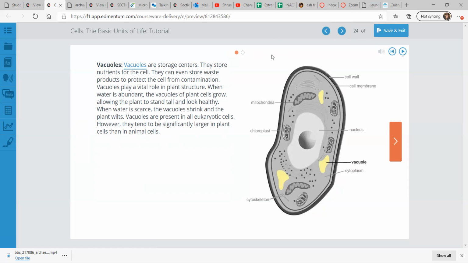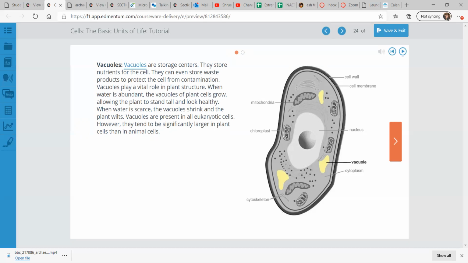Vacuoles are storage centers. So think of vacuous as space. There's a big space in these, and they store nutrients for the cell. And they can even store waste products to protect the cell from contamination. So they can take out waste or harmful stuff and then store it in these centers so it doesn't hurt the rest of the cell.